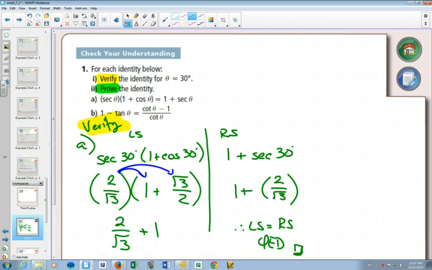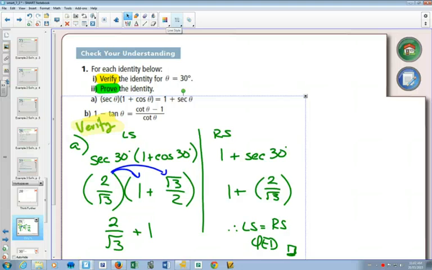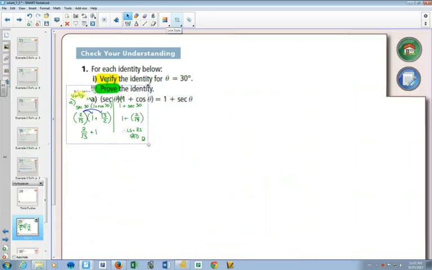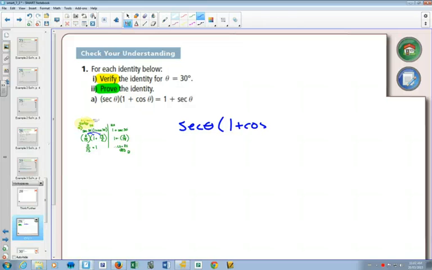So that's a verification. For a proof, I'm just going to make this a little smaller. I can make it bigger afterwards if you can't see that. For proving it, we're going to, again, write the same thing. So we've got secant theta, 1 plus cos theta. We want to prove that it's equal to 1 plus secant theta. Every time I do a proof, I rewrite what I want to prove. And then I draw a line here. And then we want to show that our left side is equal to our right side.